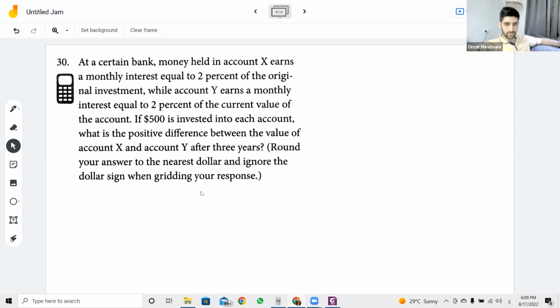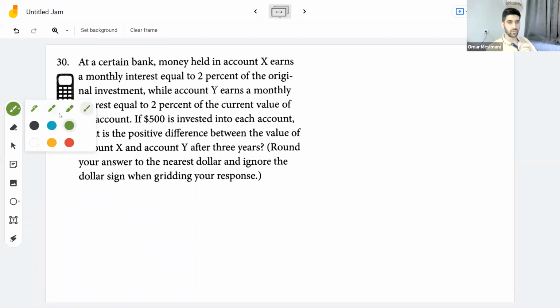2% of the original to access the number of months, 3 years, 7 months. Okay, let me show you how it's going to be done. First of all, you have to read the question carefully and understand it one by one.